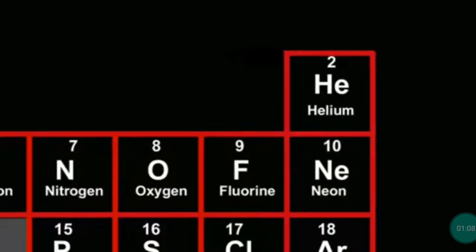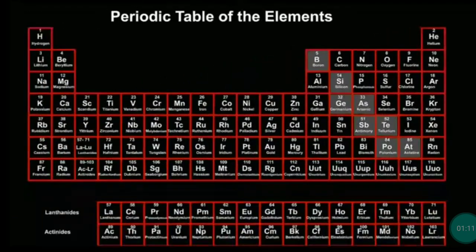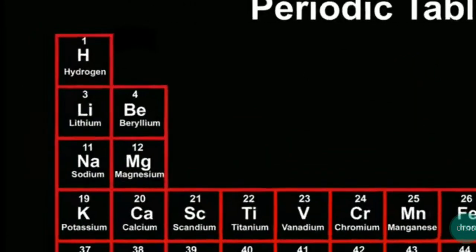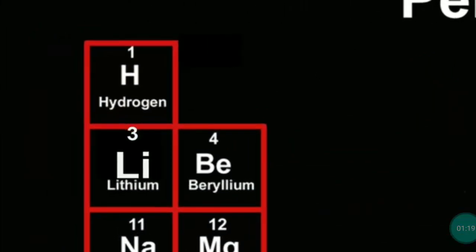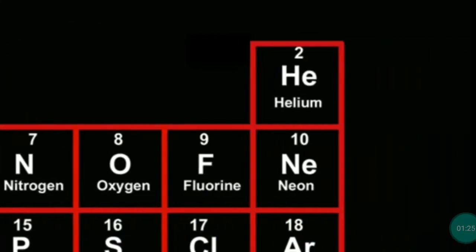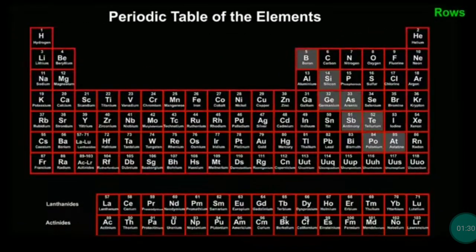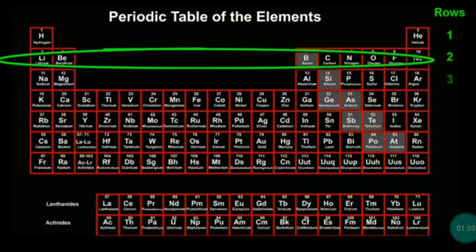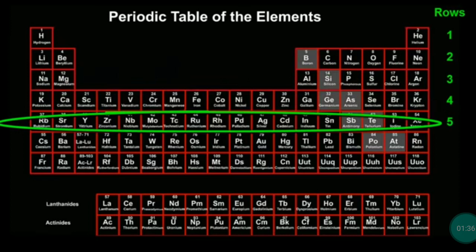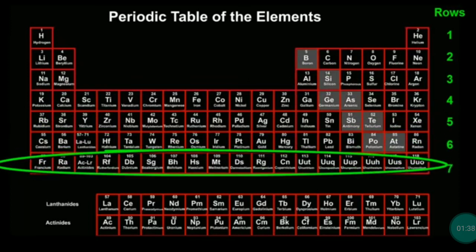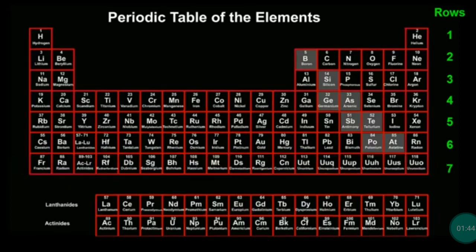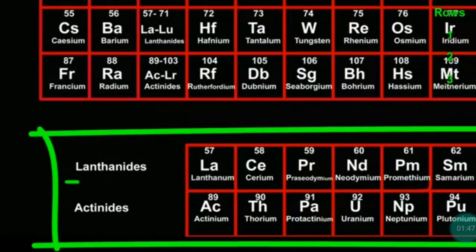The third element is lithium. It starts the next row, which ends with atomic number 10, neon. How many rows are there? 1, 2, 3, 4, 5, 6, 7. They are called periods. The periodic table has 7 horizontal rows called periods.